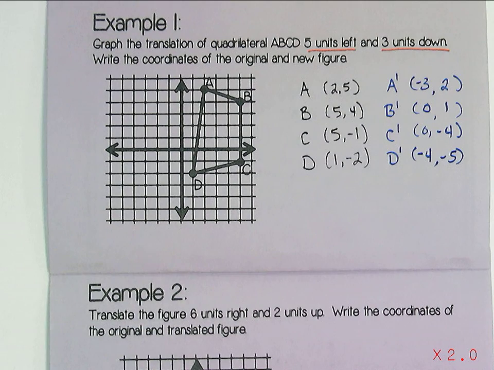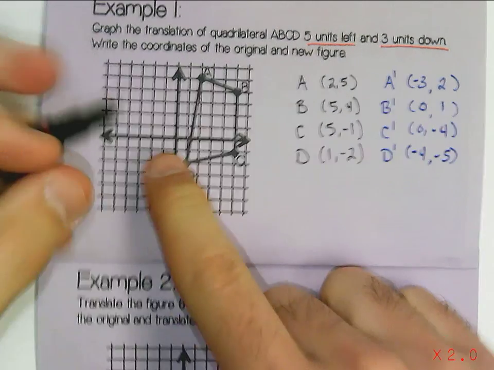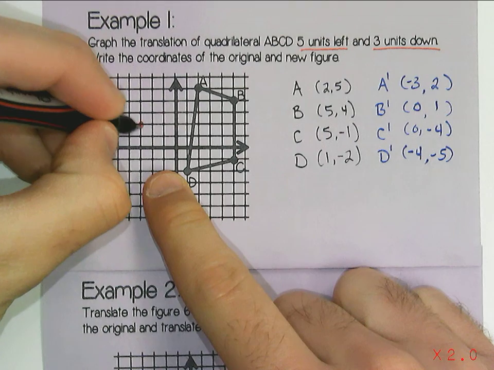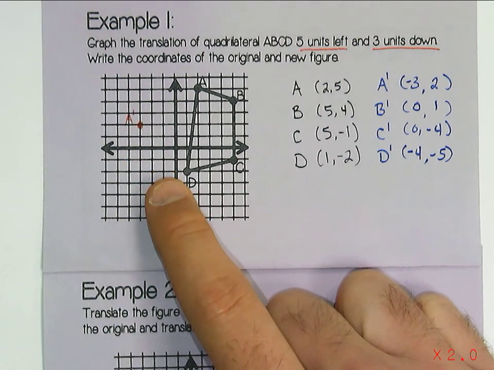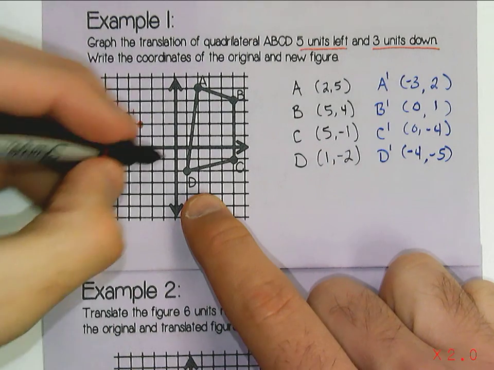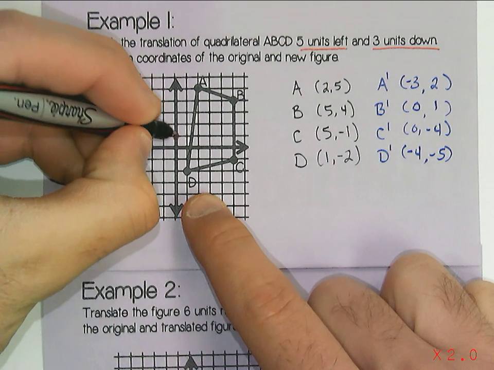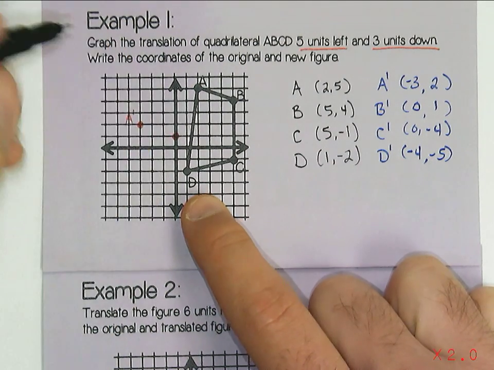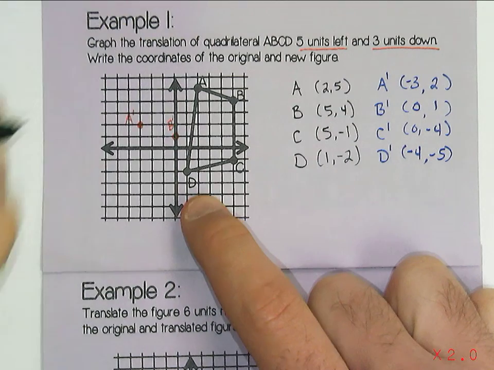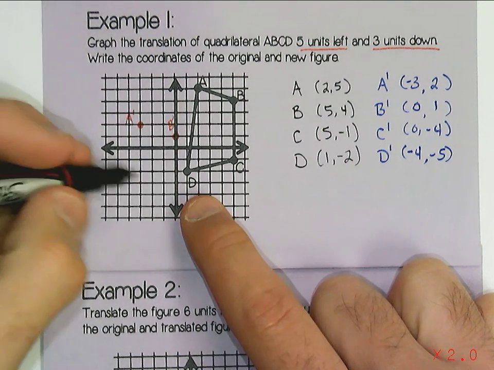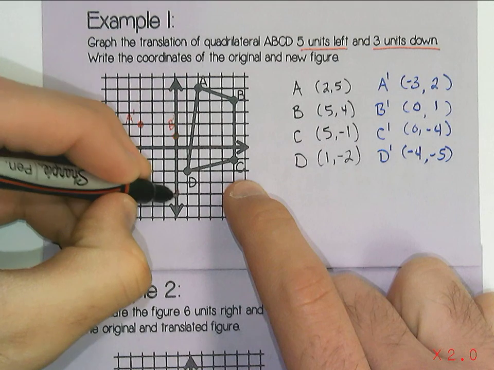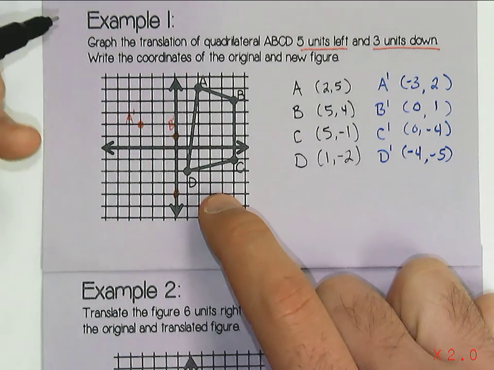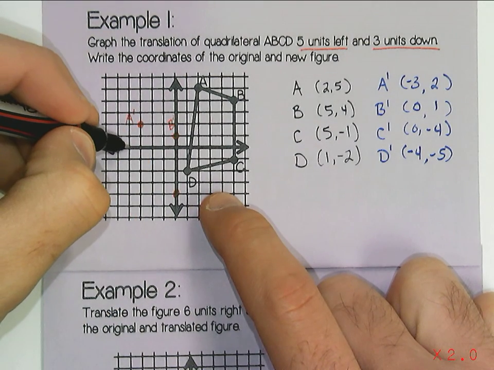So let's go ahead and do that. So negative 3, 2 would give us our new A point, so A prime. I'm going to write that on there. B prime would be 0, 1. So we'll write that in there as well. 0, negative 4 would be here. And then negative 4, negative 5.